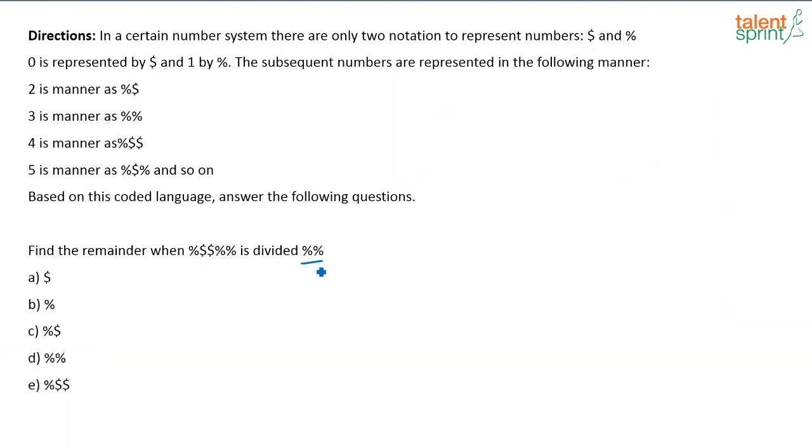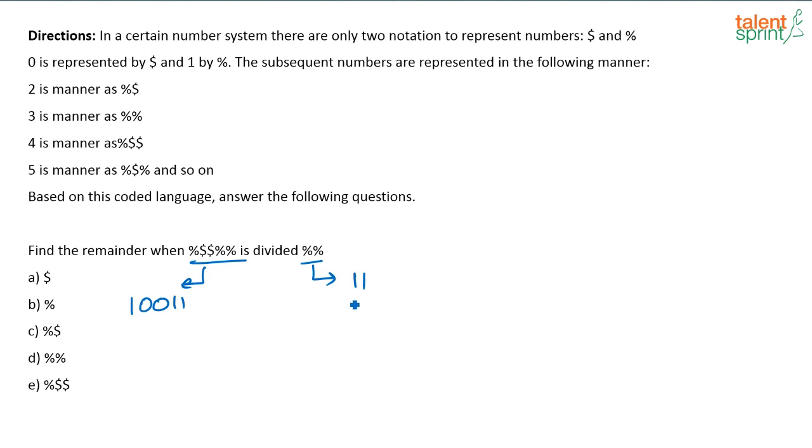So here, what are they saying? Percentage is 1, 1, and this is 1, 0, 0, 1, 1. Correct. Now, how do I convert this to decimal number? See, what are they asking? They are asking you to find the remainder when this is divided by this. Now, we don't know how to divide two numbers in the binary system. So, you have to convert it to the decimal system and then find the answer.